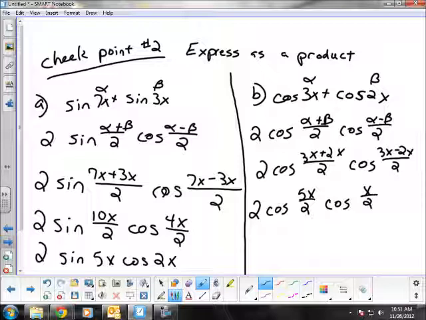Then, of course, they want you to be able to use these to verify identities. So, checkpoint 3.